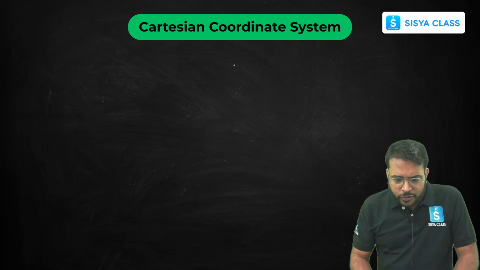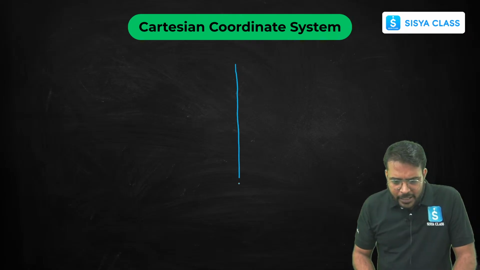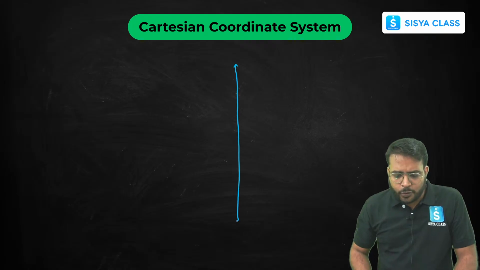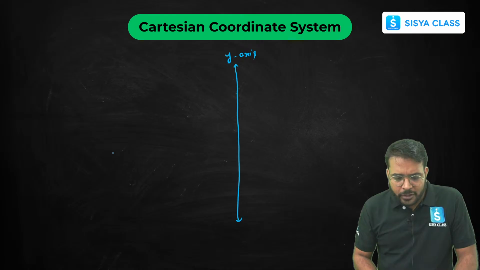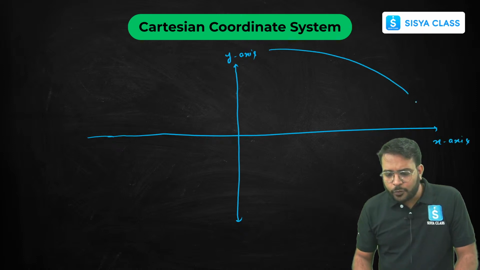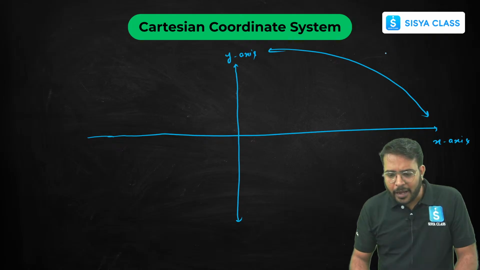Yes. Suppose we have, beta, this is my vertical line. The vertical line is called the y-axis, and the horizontal line is called the x-axis. So suppose this is my x-axis, and together they both are called axes. Okay, axes. All right, acha.